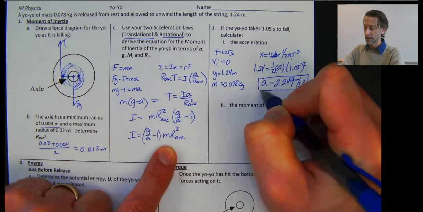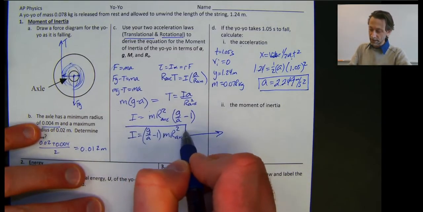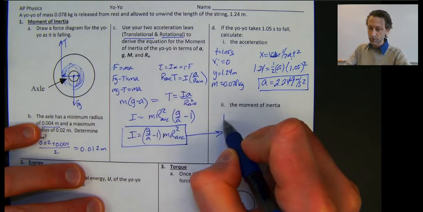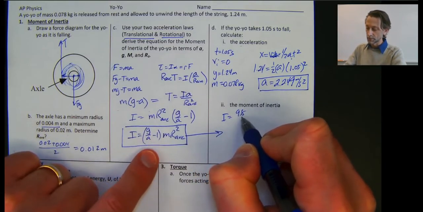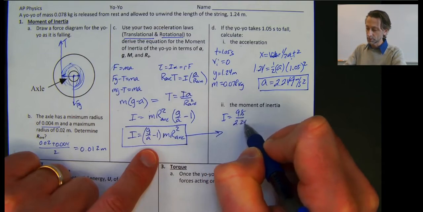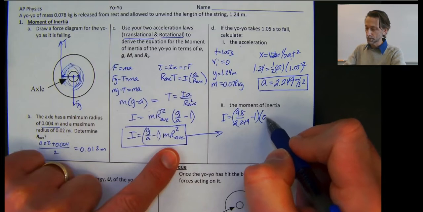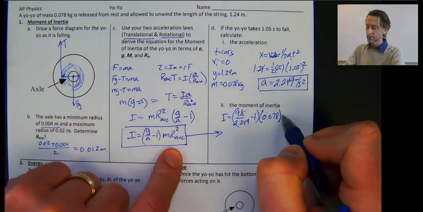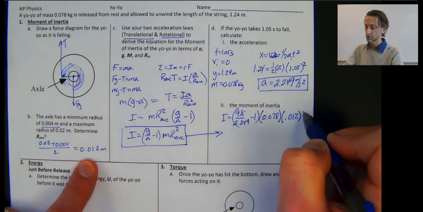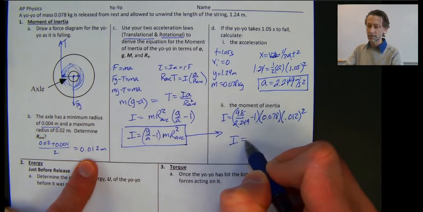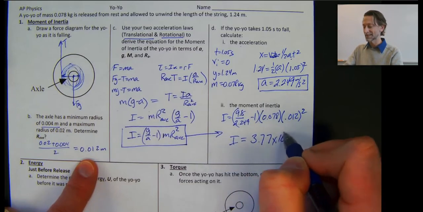So that will give us our A value. Then to find our moment of inertia, we're really going to just take this I value and plug in the values to solve for it. So we have 9.8 over the acceleration, 2.249, minus 1, times the mass, 0.078, times the radius squared, which was this 0.012 squared. And when we solve that, we get a moment of inertia of 3.77 times 10 to the negative fifth.